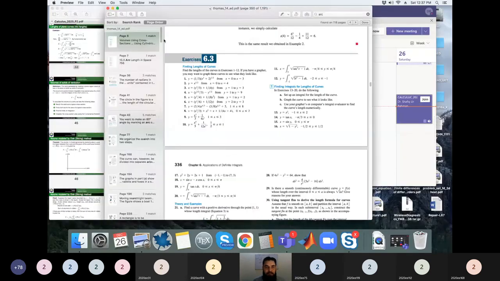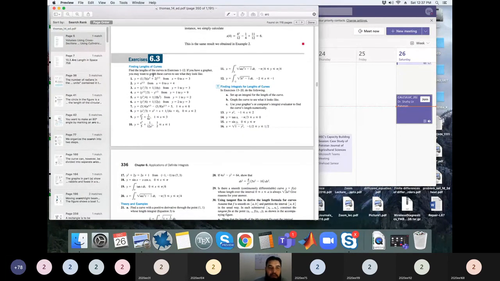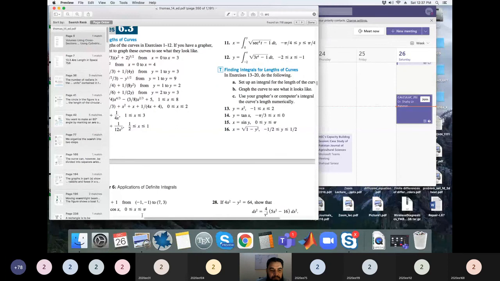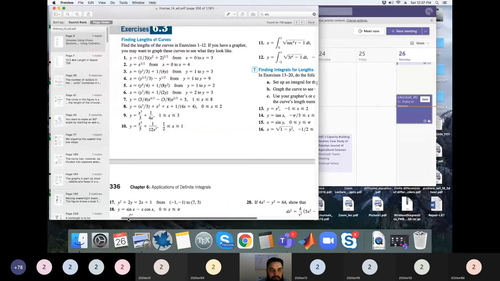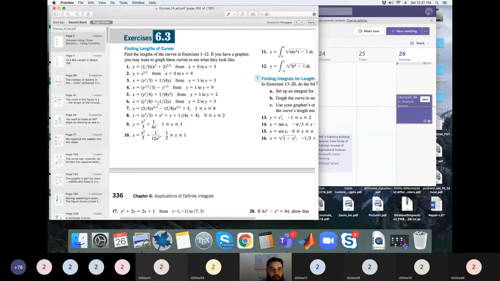Take a few examples from this exercise. Exercise number 6.3. Find the lengths of the curves. If we magnify, for example, this one: find the lengths of the curves in exercises 1 to 12. If you have a grapher, you may want to graph these curves to see what they look like. I mean, it's an additional component, optional.